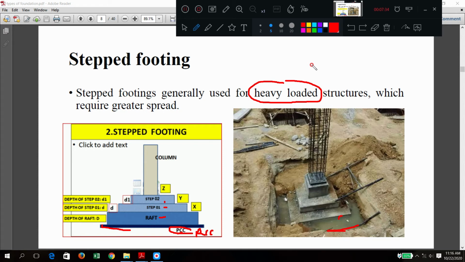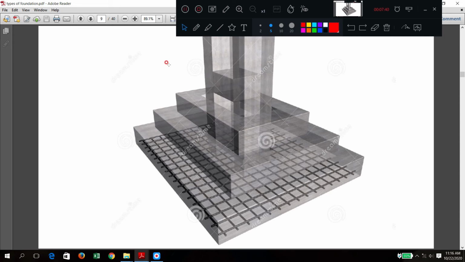Stepped footing. Now this is a bigger picture of the stepped footing only, no problem. Here, bottommost raft, one step, second step, third step, like this. Later it will give the column. Inside, steel is also provided, reinforcement. So it's called the raft portion. Bottommost, step 1, step 2, column. Step 1, step 2, column, like that.